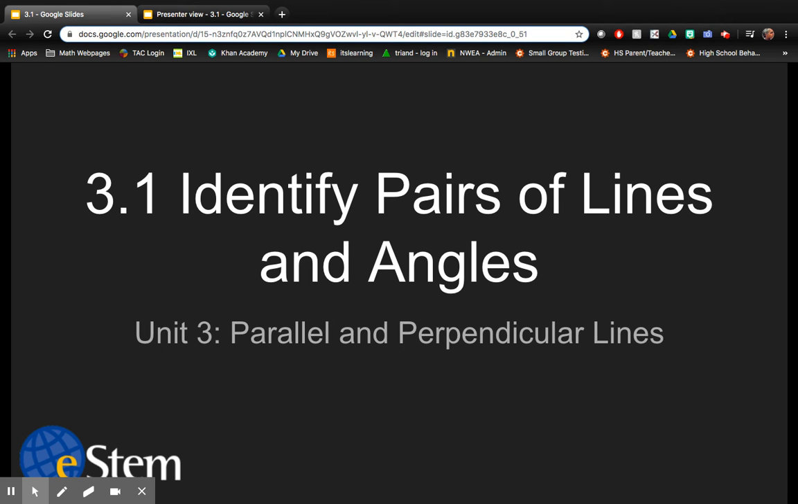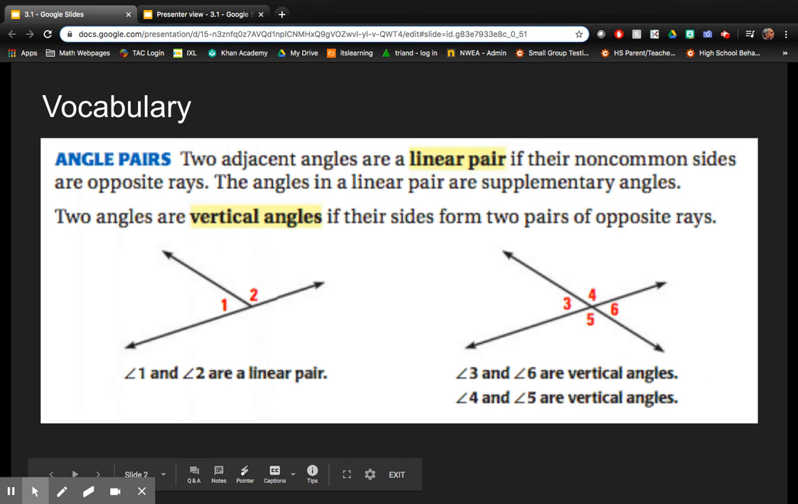3.1, identify pairs of lines and angles. In Unit 3, parallel and perpendicular lines. As we talked about in the previous unit, there are two main angle pairs that we want to keep coming back to over and over and over again in this course.